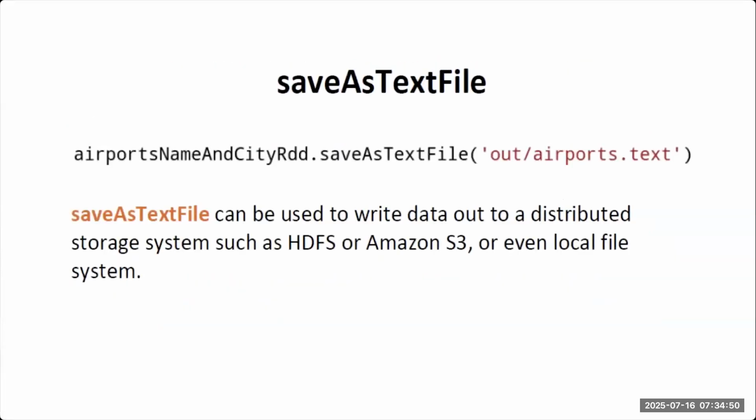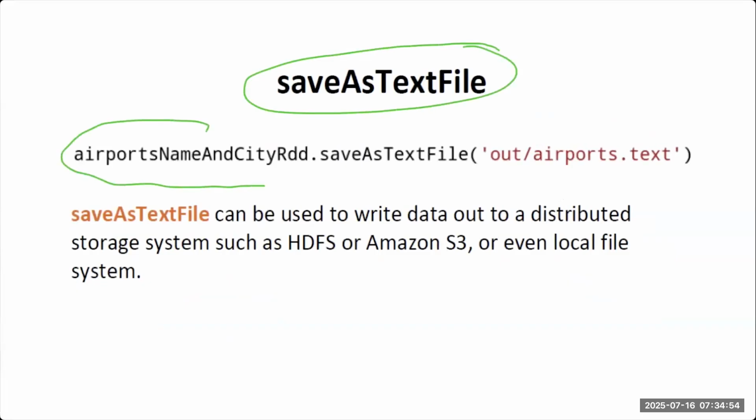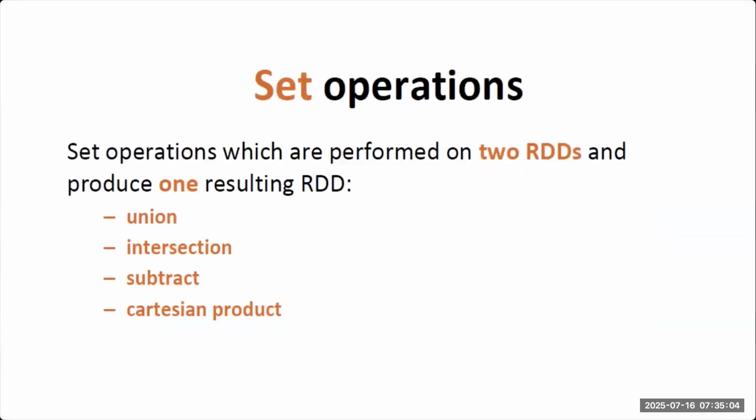Count by value, these are also actions. Save as text file, this is also an action. Let's suppose that you created some RDD and you want to save it somewhere. So you can give save as text file, you give the path, and it will save it. This is also a kind of action. Reduce is also an action. We're not looking at these things in detail.